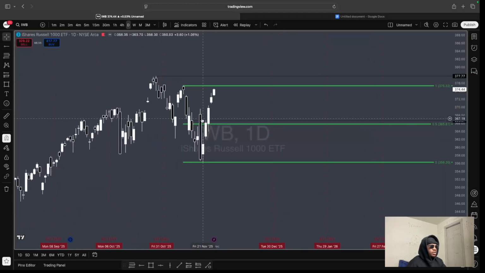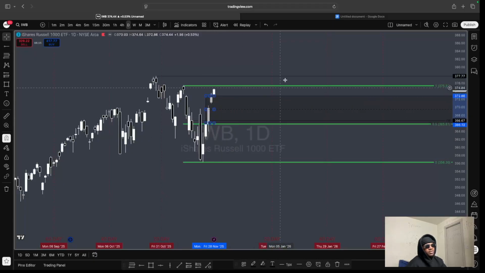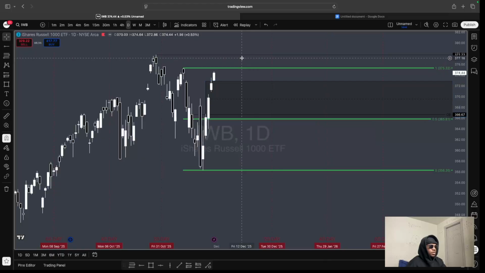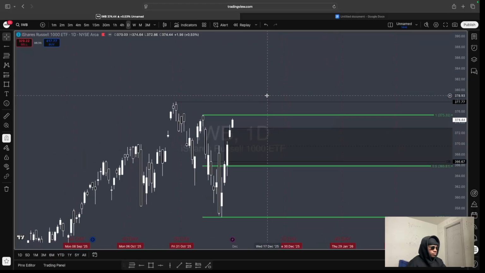I like this market structure shift. We got huge gaps up. Volume imbalances, so it might tap back to that 372.86, then run to all-time highs. That's what I see happening.